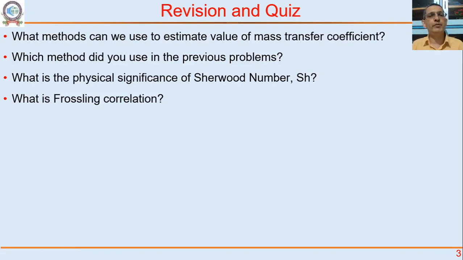Which methods did you use in the previous problems? Did you use empirical? Did you use theories? Did you use analogies? What is the physical significance of Sherwood number? We talked about that. What is a Frossling correlation? Where is it used?